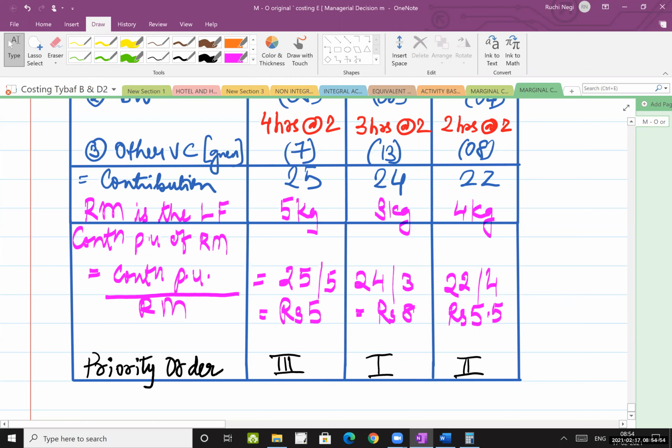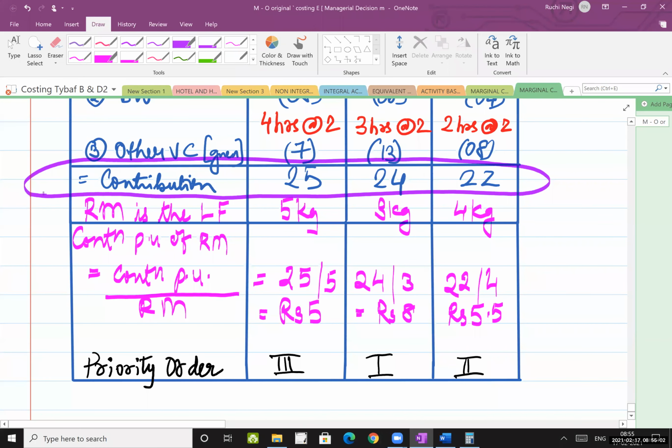In all the sums that you do of limiting factor, you have a common step till here. Even the last sum that we had picked up, I had started, and the steps were the same till here. Where do the steps change? Where the variation in the limiting factor happens. So the first step, till contribution per unit, is going to remain the same for any sum you pick up. Only the changes will come post that step.